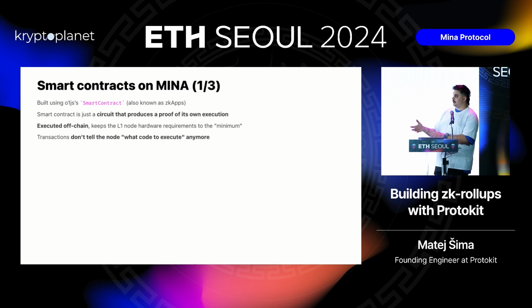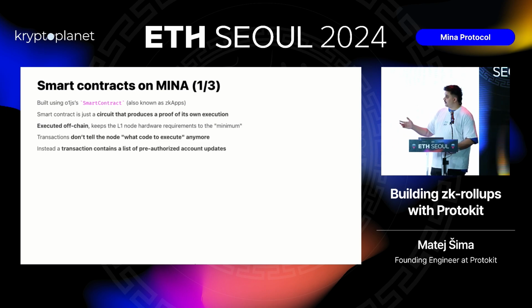On Mina, the story is entirely different. Instead of that, if you want to run a smart contract transaction on Mina, you will run a circuit off chain. The result of that circuit execution is going to be a list of instructions for the chain on how it's supposed to be updating its on-chain state. We call these instructions account updates. So yeah, those would be the account updates.